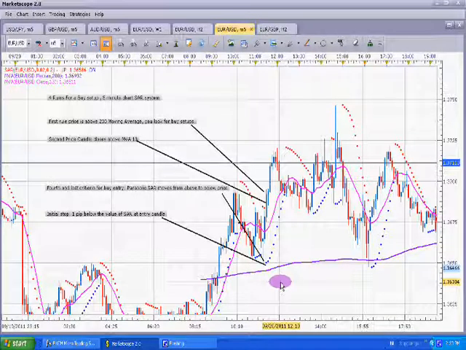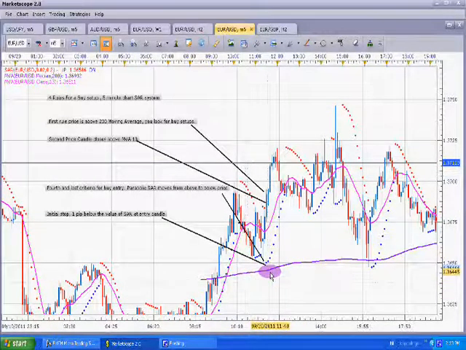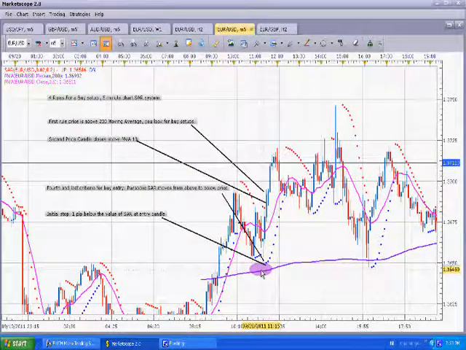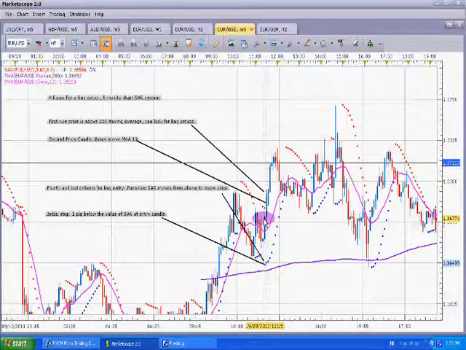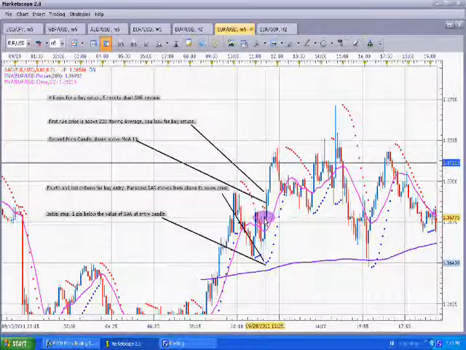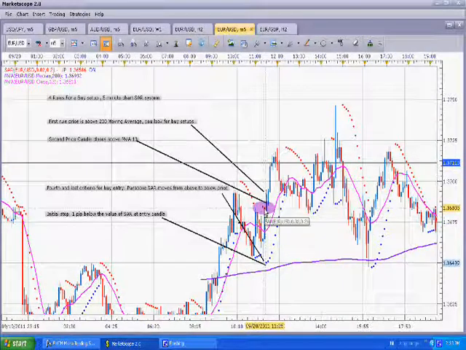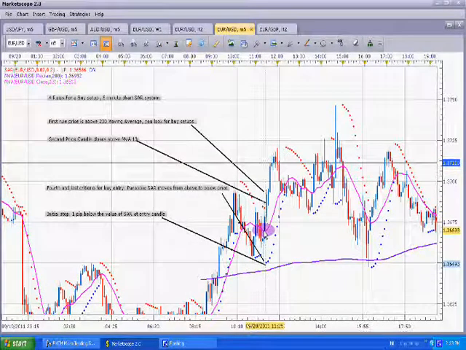So what are the criteria? Price is above the 200 moving average, price is above the 13 moving average, and in this case, you can see that the parabolic SAR was still above price. So on that particular candle, you couldn't take that buy trade. But on the next candle, you can see this trade was confirmed.